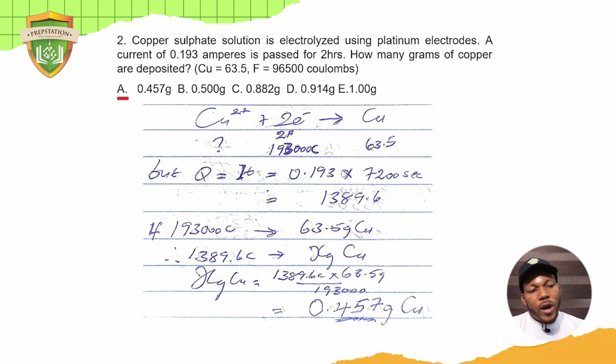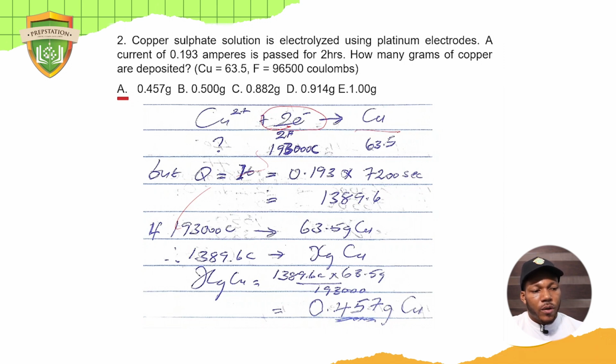First of all, where is copper deposited? At the cathode or at the anode? You must know that. Copper is always deposited at the cathode, because the cathode is a negative electrode to which the positive ion will be attracted. After you have done that, write your half equation for it. Cu2+ gains 2 electrons, that's why you have 2e minus, and becomes Cu.